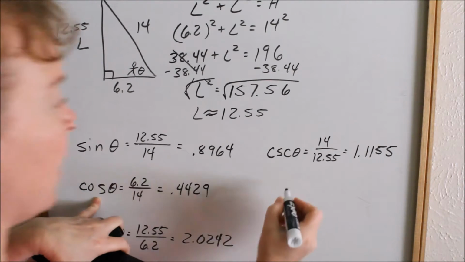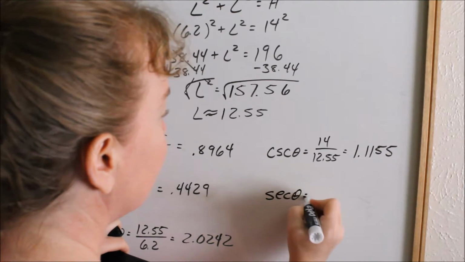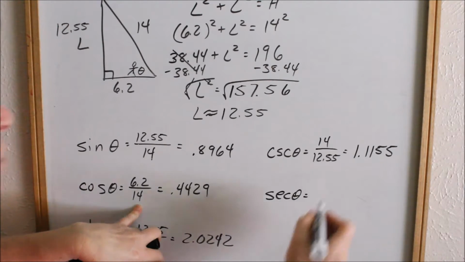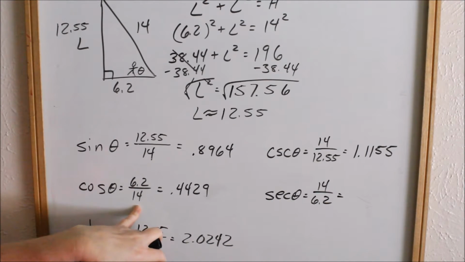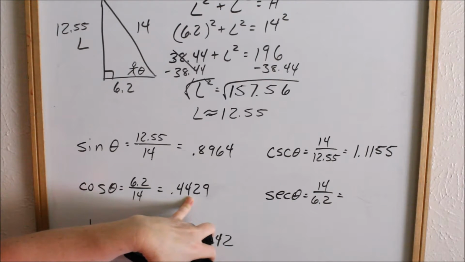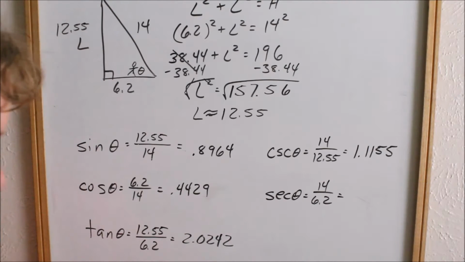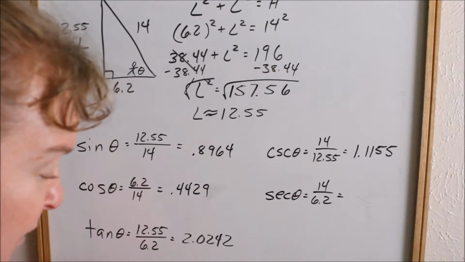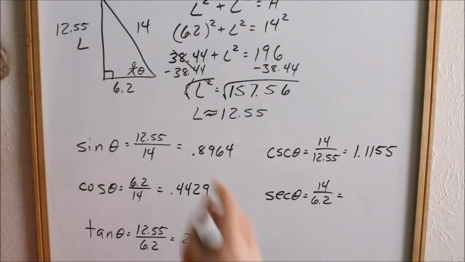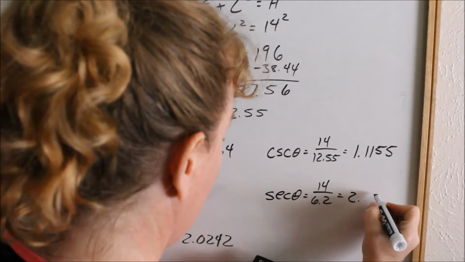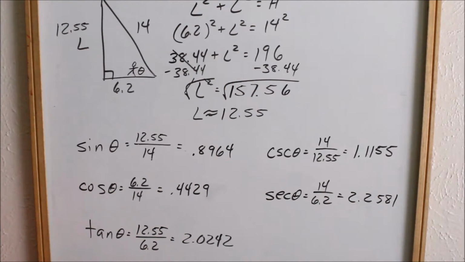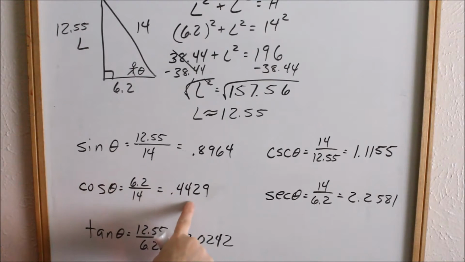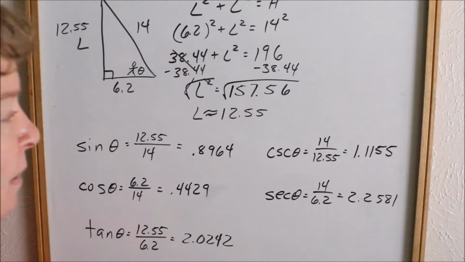The reciprocal of cosine is secant. So I can take the reciprocal of this fraction right there, 14 over 6.2. Either you can divide this out, or if you took this number and took the reciprocal of it, you'll get the same decimal. I'm just going to do 14 divided by 6.2 because I don't have this number in my calculator anymore. That was 2.2581. Decimals for sine and cosine will always be below 1, which means that cosecant and secant will be numbers greater than 1.